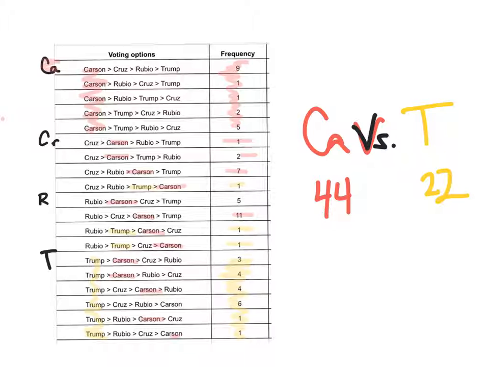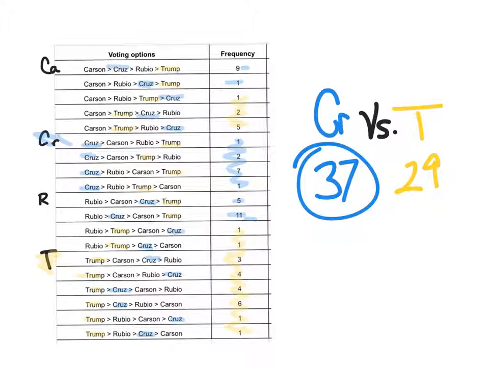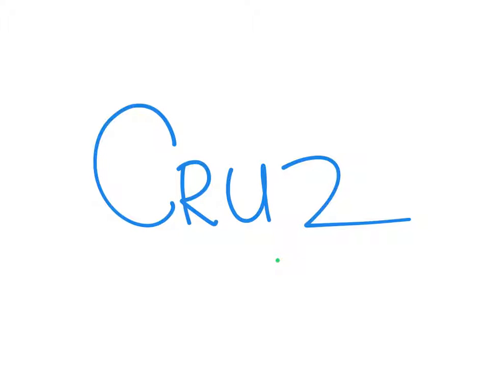So likewise, in a head-to-head Carson versus Trump, Carson gets 44, Trump gets 22, our winner, Carson. Similarly, Cruz takes Rubio 35-31. And also, Cruz takes Trump 37-29. And finally, Rubio takes Trump 38-28. So Cruz is our Condorcet winner.